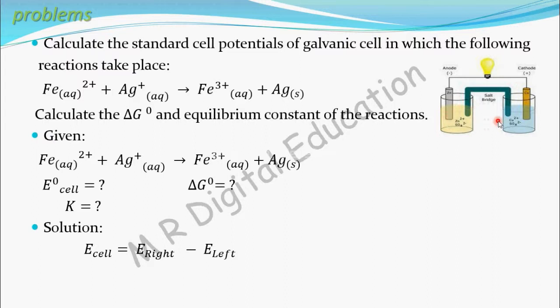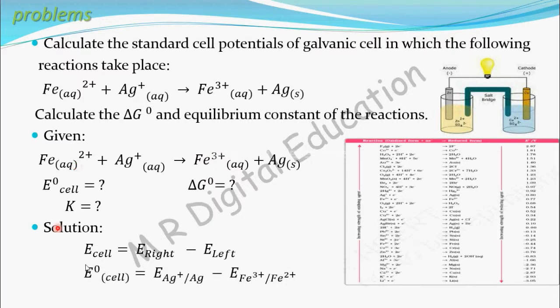Now which is undergoing reduction here? Ag+ is undergoing reduction. So E right is the reduction potential of silver, and E left is the reduction potential of ferrous. So E naught cell equals the reduction potential of silver minus the reduction potential of ferrous. Even though this is undergoing oxidation, we will take the reduction potential only, Fe3+ bar Fe2+. Why? Because all electrode potentials are measured as reduction potentials only.